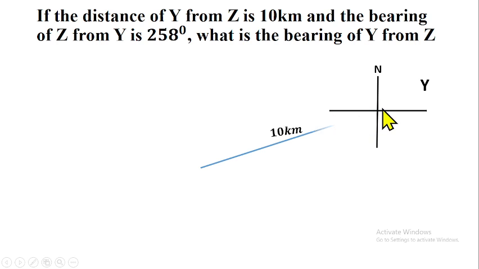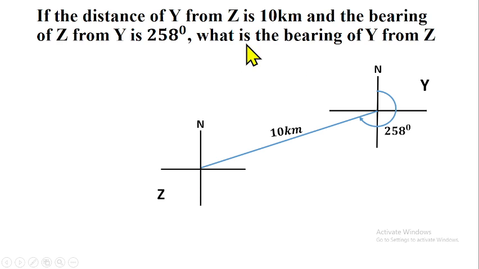So I'm going to draw a straight line here, and we are given the distance, which is 10 kilometers. So label it 10 kilometers. Then include the angle. The bearing given to us is 258. So that means from the north to this place is 258 degrees. Then locate your point z at this point here.